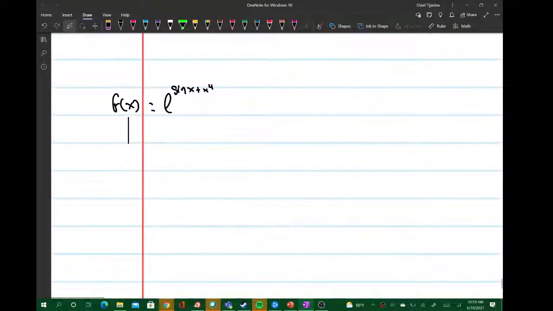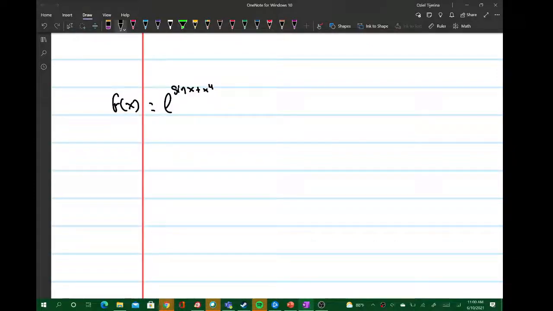Let's do this one: e to the sine of x plus x to the fourth. Okay. Now again, I'm gonna demonstrate how I do it, and then we can use Leibniz notation to do it. Okay.